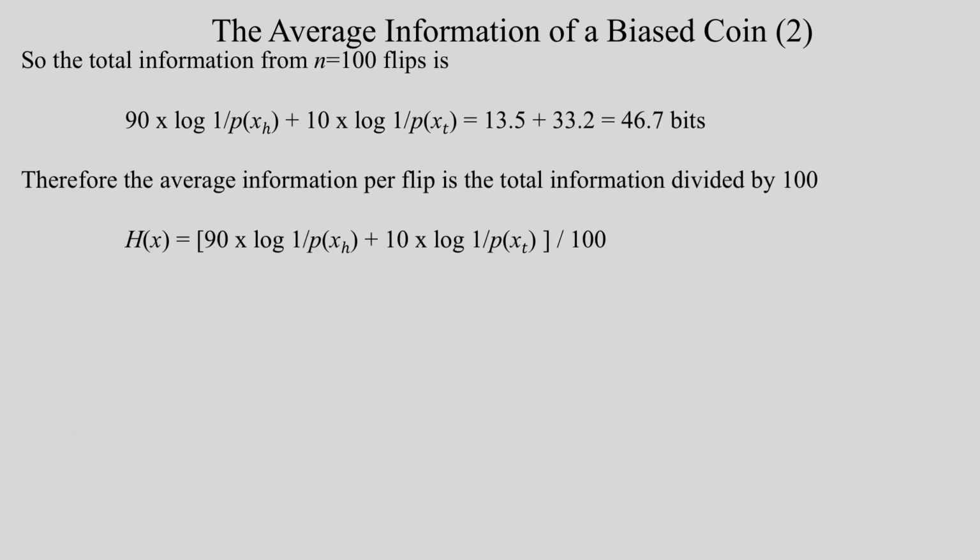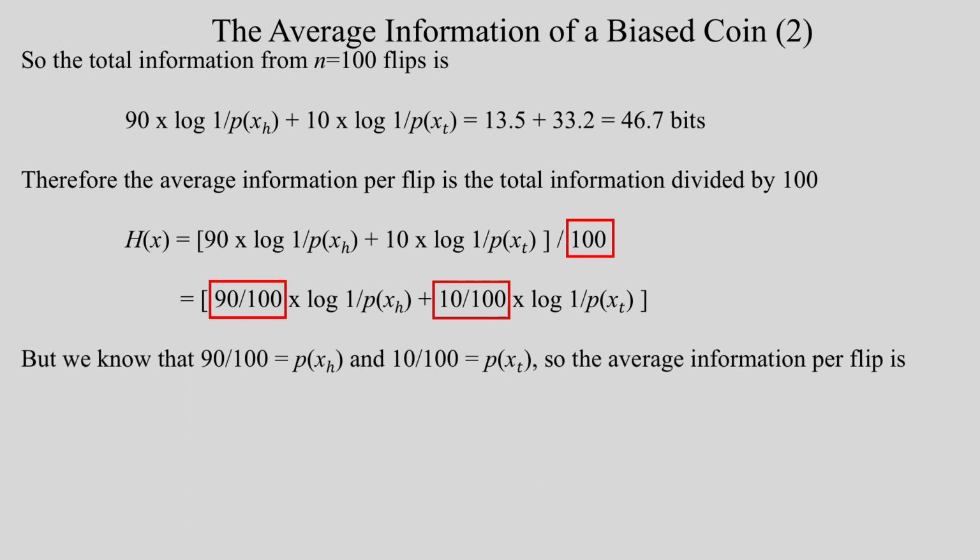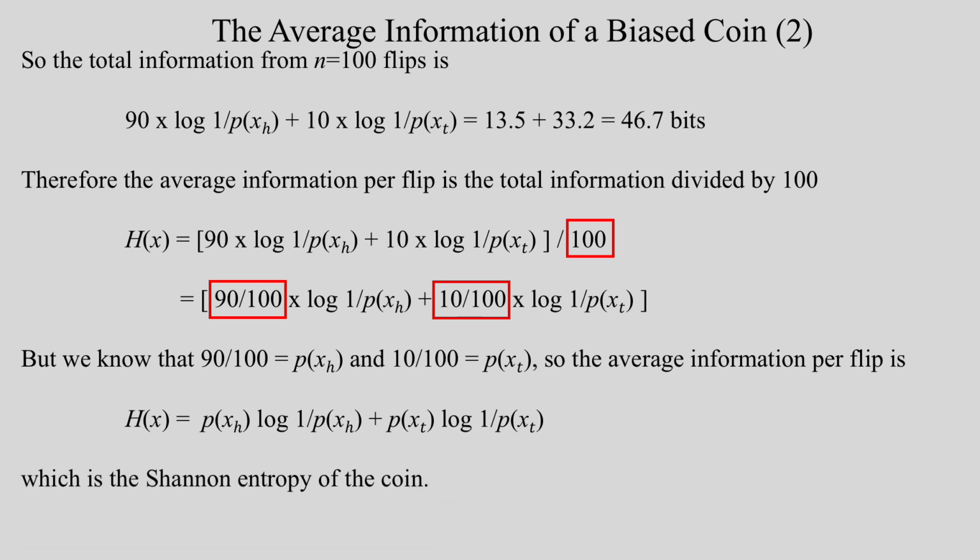So the total information expected from 100 flips comes to 46.7 bits. Therefore, the average information per flip is the total information divided by 100. And if we move the 100 inside the brackets, then we obtain this. But we know that 90 over 100 is the probability of a head, and 10 over 100 is the probability of a tail, so the average information per flip is given by this equation, which is the Shannon entropy of the coin.